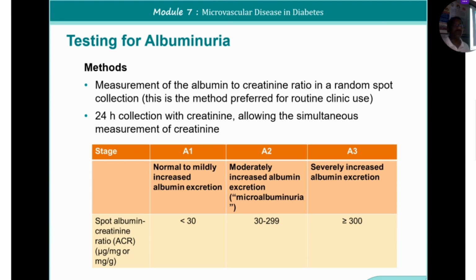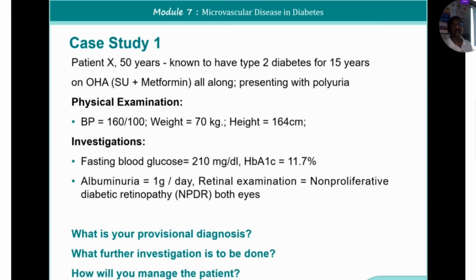So they already told you the numbers: A1, A2, A3. A1 is normal to mildly increased albumin excretion. Okay, so normal is less than 30, and 30 to 300 you can consider as abnormal. A2 is moderately increased albumin excretion, that is microalbuminuria, and A3 is severely increased, more than 300. So even more than 300 is severe. A lot of people will have 1 gram, 2 grams, 3 grams also, on 24 hours urine albumin estimation. That means a lot of albuminuria, and that means a very high risk of progression to CKD.